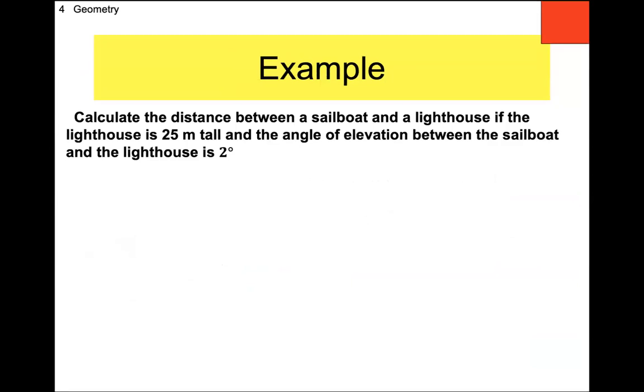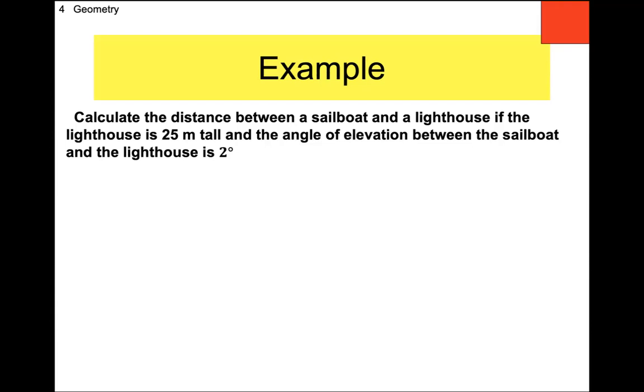All right, so on to the example. So many of the examples simply take this format right here and simply substitute different objects in the sky or on the ground. In this case, I'm going to focus specifically on a sailboat and a lighthouse, but you could equally substitute a bird or a flagpole or a shadow, any of the things that would be in the sky or on the ground. So it says calculate the distance between a sailboat and a lighthouse.